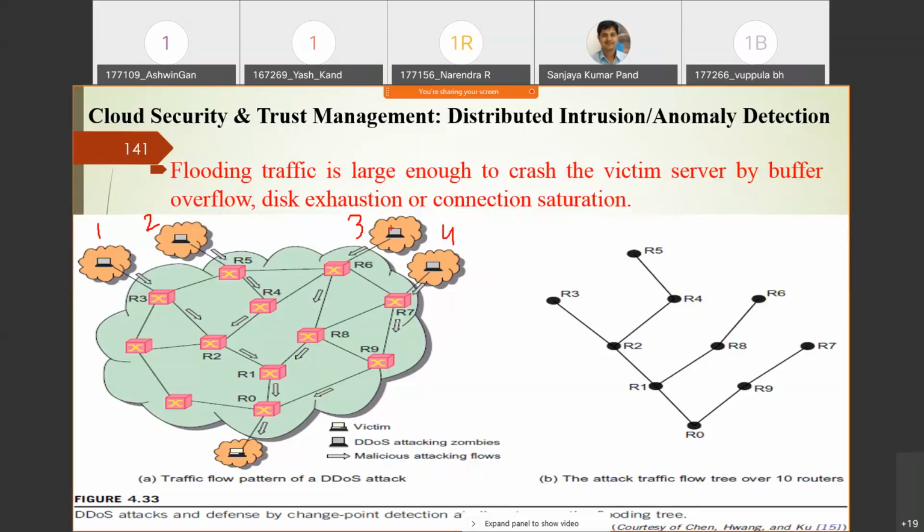If they all were sent along the same path, then that path would be exhausted, right? As multiple paths exist between two different computer systems, they are following various paths to reach the victim node. You can see the path represented in the form of arrows, which are the malicious attacking flows. They are sending a flood of packets, and the packets will reach the victim node.